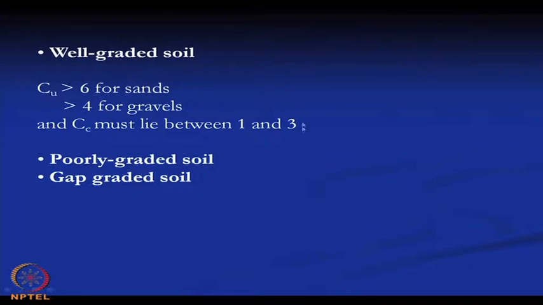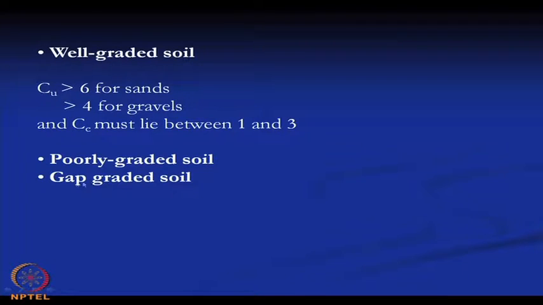Now, the purpose of these two coefficients is that we can identify whether the soil is well graded soil or poorly graded soil. A soil is well graded if Cu is greater than 6 for sands and greater than 4 for gravels, and Cc lies between 1 and 3. If it is not satisfying this condition, then that type of soil is called poorly graded soil.